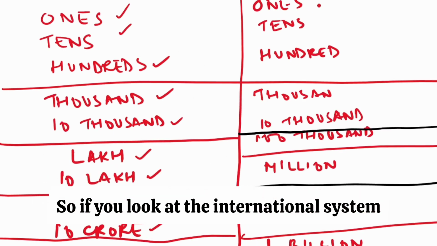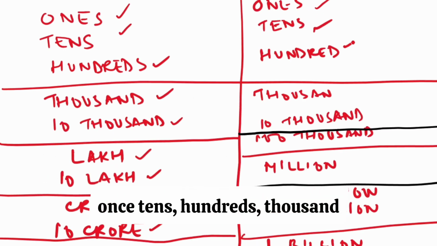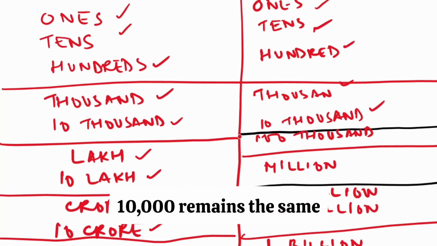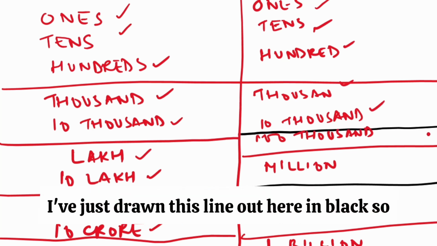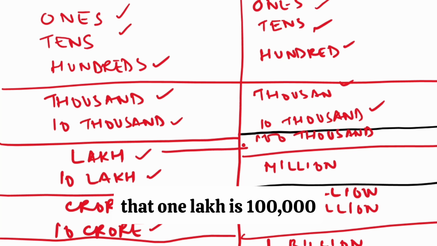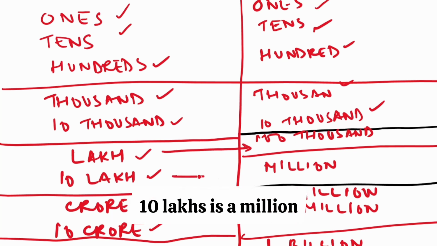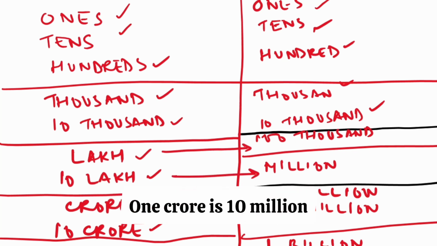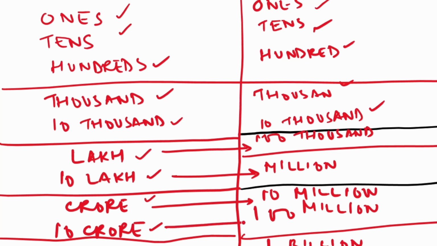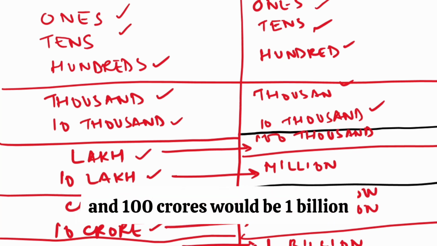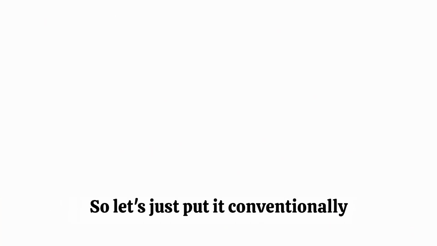So if you look at the international system, ones, tens, hundreds, 1,000, 10,000 remains the same. I've just drawn this line out here in black so that you understand that 1 lakh is called 100,000, 10 lakhs is a million, 1 crore is 10 million, 10 crores is 100 million, and 100 crores would be 1 billion. This would be 100 crores. So let's just put it conventionally.